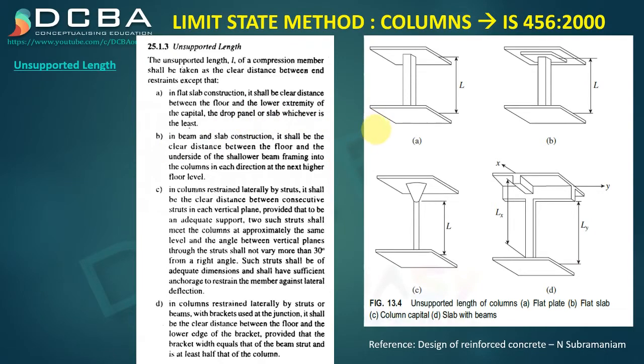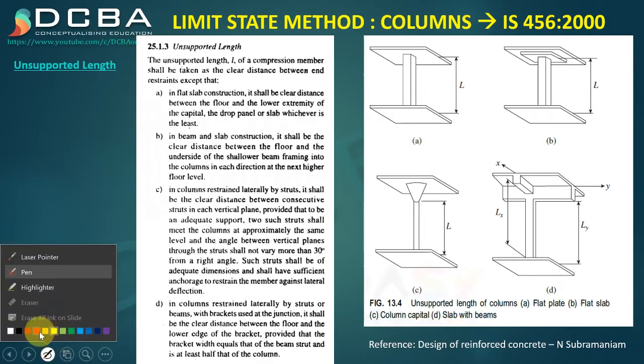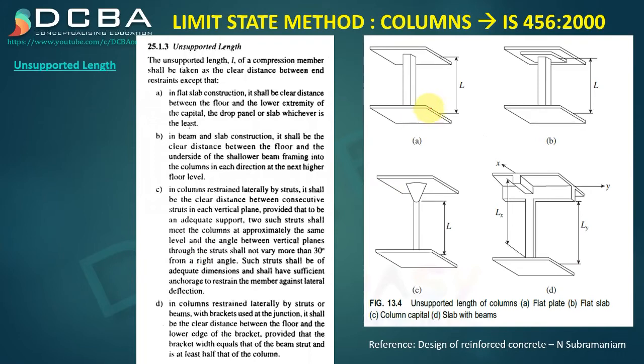In such a case, the unsupported length will be, here you can see, from the top of this bottom slab. This is the bottom slab, this is the top slab. So the top edge of the bottom slab and the bottom edge of the top slab, whatever length is there, that is the column. The second diagram that you can see is also a flat slab construction, but here you can see something, there is a protruding edge.